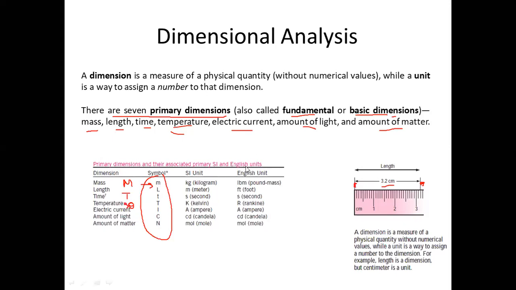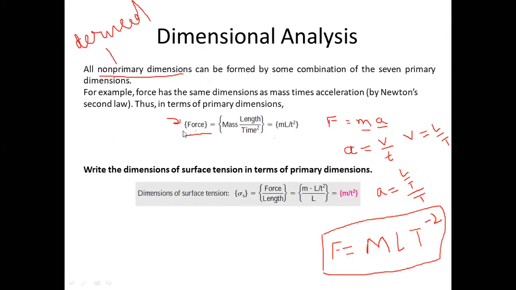But using these fundamental dimensions, we can derive other quantities, like using mass, length, and time we can find force. How? Force is mass into acceleration. Mass is a fundamental dimension. Acceleration is not fundamental, but it depends upon length and time, by this relation.